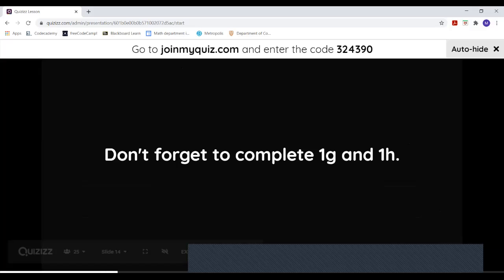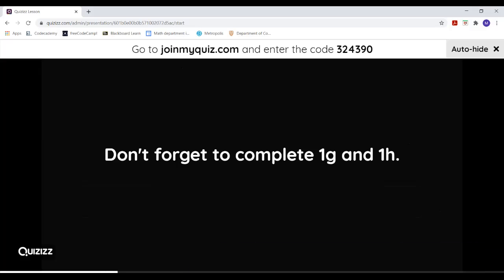Don't forget, there is a 1G and 1H there for you to complete. So I did most of the problems in the first section. There's just one little box for you to complete on your own. So I want you to complete that on your own. Just make sure you understand the concept that's happening there.